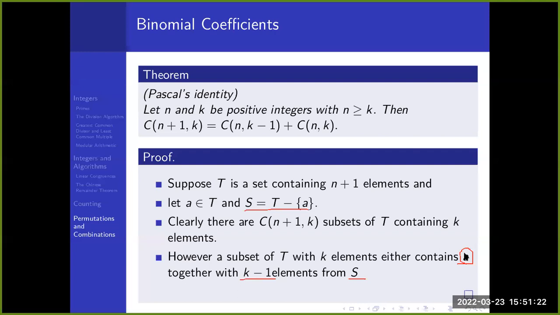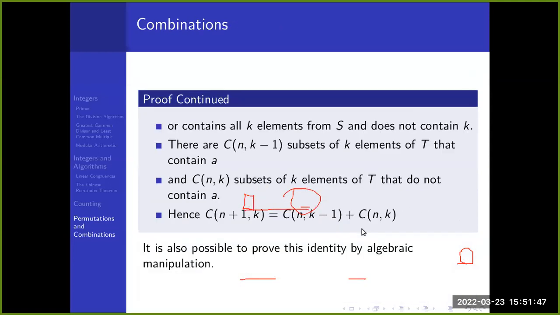That's one way. Then I can also consider all the subsets which do not contain A, but have K elements. That means I just pick K elements from this set S, because we have removed A from this set. If I add up those two numbers, I get my total number of subsets that have K elements from a set with n plus 1 elements.